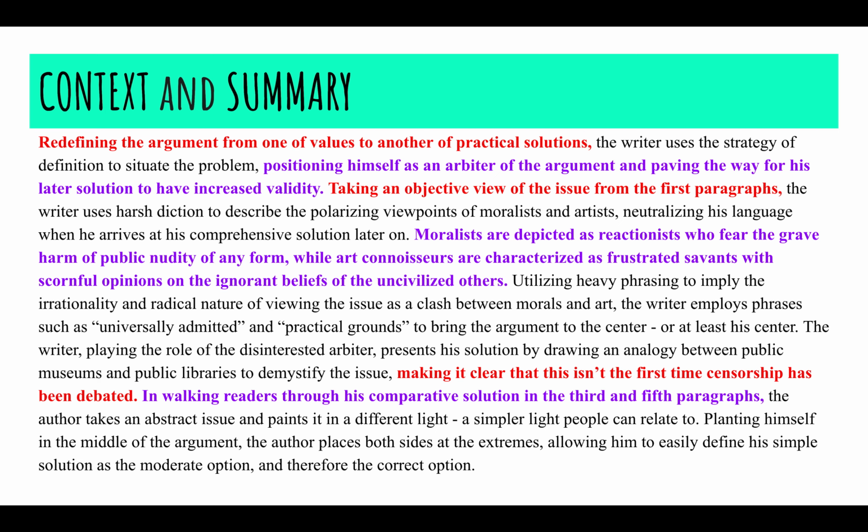Context and summary. A good body paragraph, a good paragraph that has evidence and commentary, needs to provide context for the information and provide a summary of the text being analyzed, right?